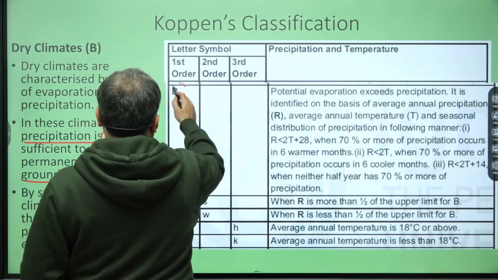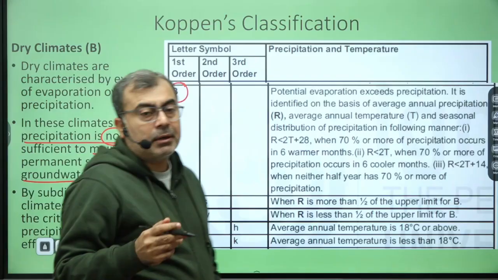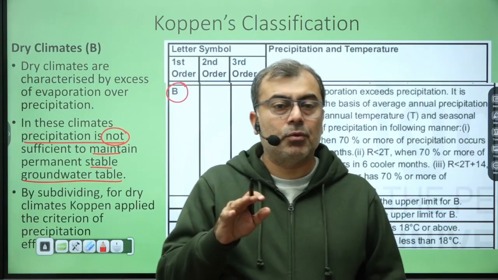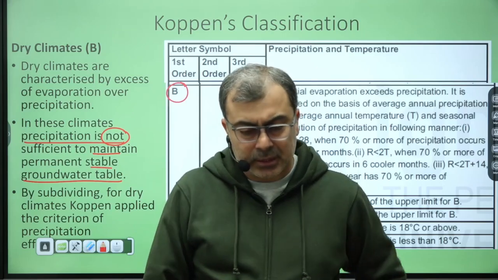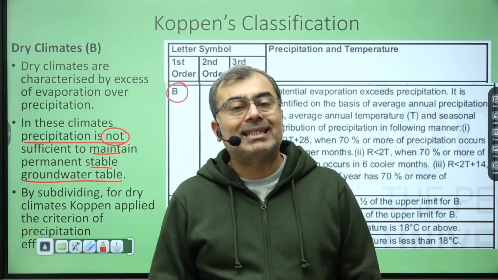Okay. Now, everyone tell me one thing. You've understood what B is. For me, B is very simple. You have to write that precipitation is less than evapotranspiration.